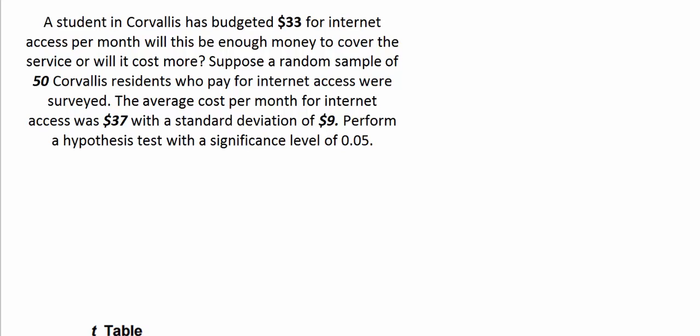So the first step is for us to talk about really the question of interest here. The question of interest is whether or not it'll cost more than $33 per month for internet access. So if we write out our null and alternative hypotheses, we have our parameter is mu. This is the true population mean cost.